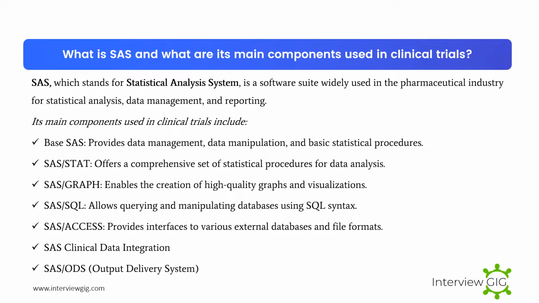What is SAS and what are its main components used in clinical trials? SAS, which stands for Statistical Analysis System, is a software suite widely used in the pharmaceutical industry for statistical analysis, data management, and reporting. Its main components used in clinical trials include: Base SAS provides data management, data manipulation, and basic statistical procedures. SAS/STAT offers a comprehensive set of statistical procedures for data analysis.